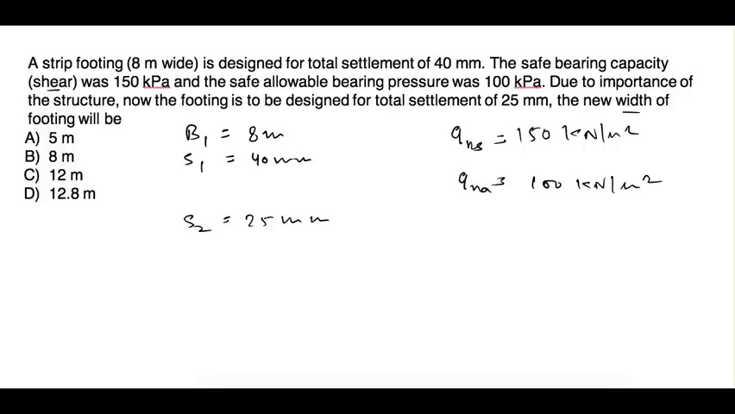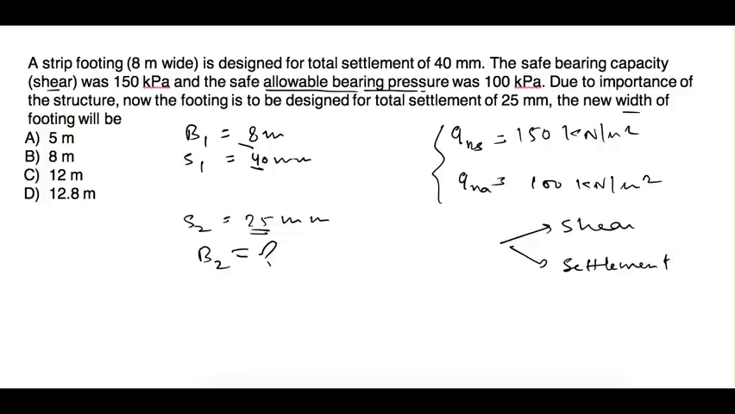The new width of the footing will be, so we have to find the new width corresponding to this settlement, and the width corresponding to initial settlement is given, and these two values are given here, that is safe bearing capacity and safe allowable bearing pressure. So when I talked about safe allowable bearing pressure, I mentioned that it contains two criteria, that is shear as well as settlement, and the minimum of these two governs our safe allowable bearing pressure, or the pressure for which we are going to design our footing.